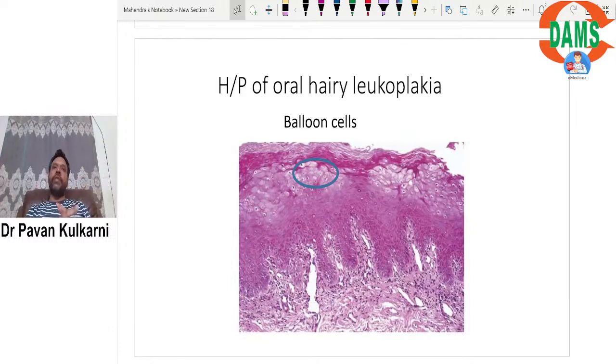Where do you see balloon cells? Balloon cells or ballooning cells are a feature of oral hairy leukoplakia. So the thing which I have highlighted is the balloon cells. What are those balloon cells? See, obviously a balloon is swollen. So here the cells are swollen. So swollen cells are nothing but a feature of oral hairy leukoplakia.